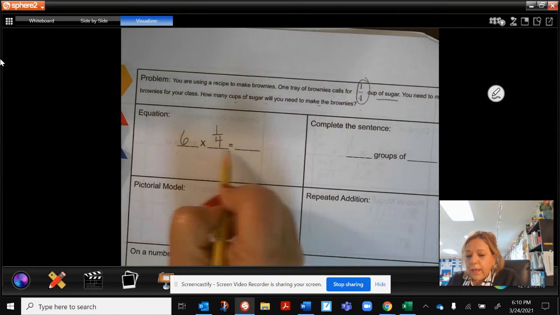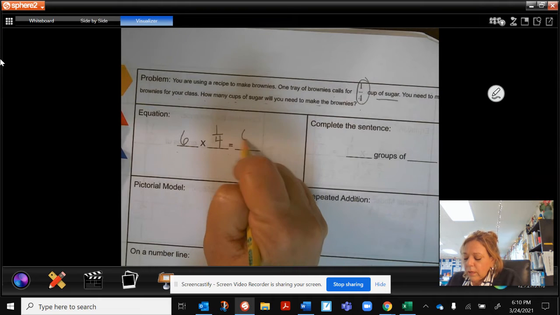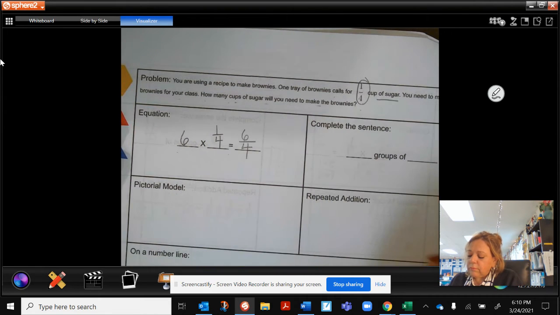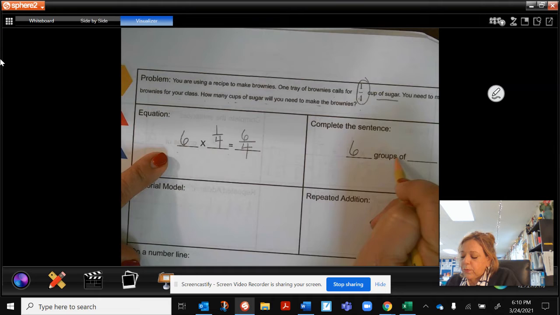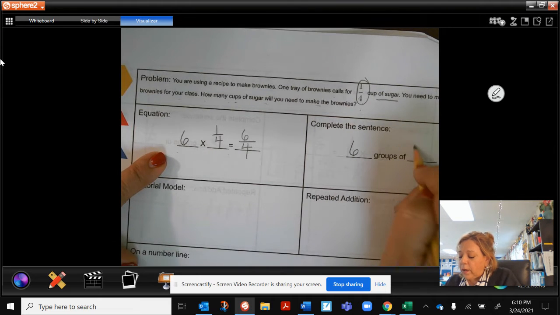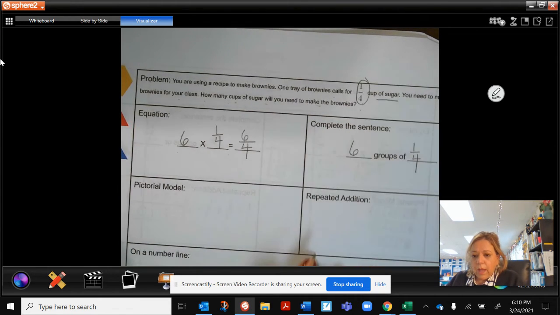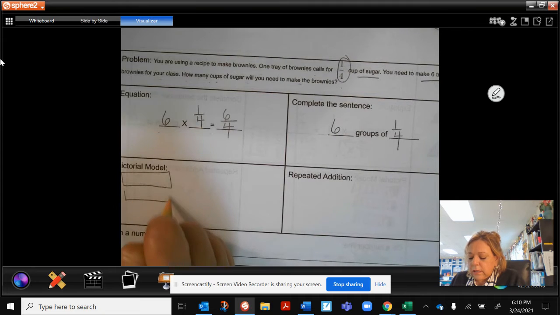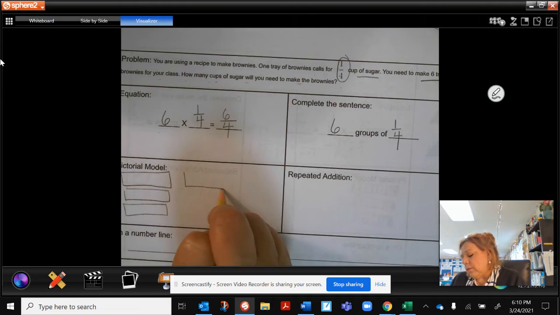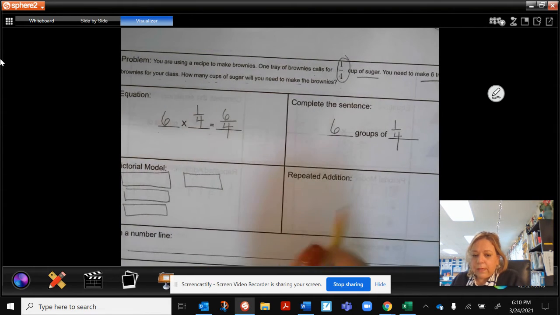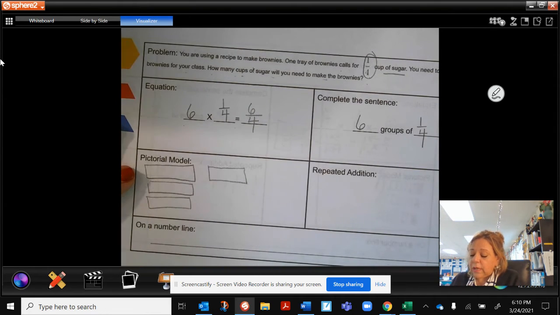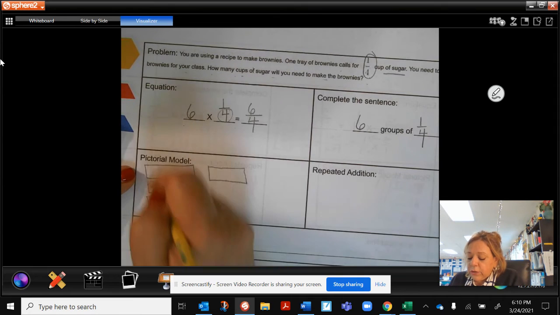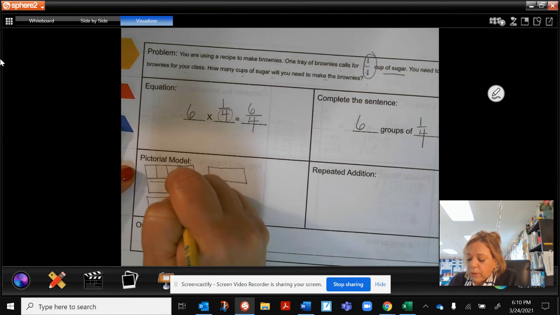So this is going to be my equation. I'm going to have 6 groups, or trays, of 1/4. I'm going to model that out. 1 tray, 2 trays, 3 trays, 4 trays. I could have just done 2 and 2, but I didn't think about it until after I finished. Looking at my denominator, each tray is going to be broken up into 4 equal parts.